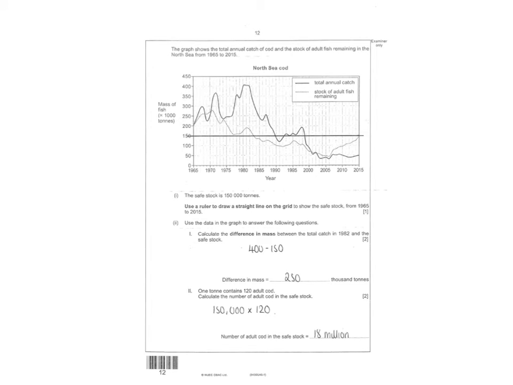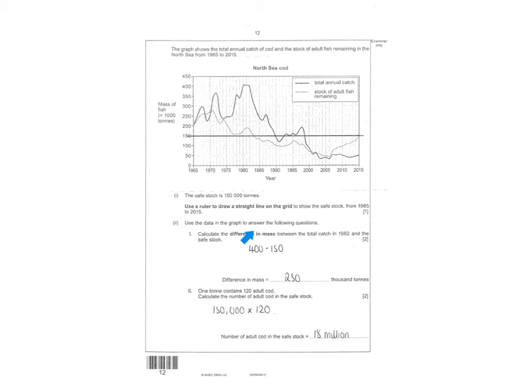The graph shows the annual catch of the cod and the stock of adult fish remaining in the North Sea from 1965 to 2015. The safe stock is 150,000 tonnes. Use a ruler to draw a straight line on the grid to show the safe stock from 1965 to 2015. So as you can see here, at 150,000 tonnes, I use a straight line and draw my ruler. So anything below that is below the safe stock, and above we've got loads of cod.